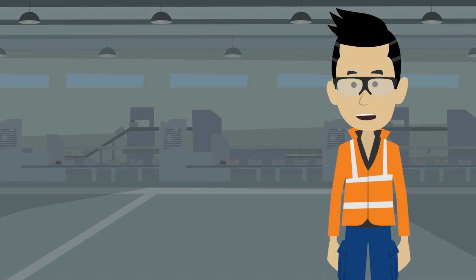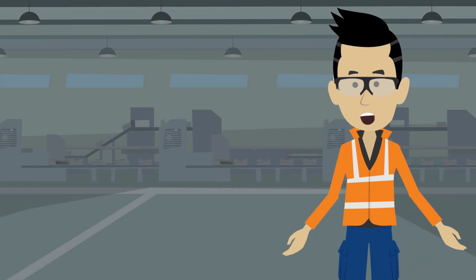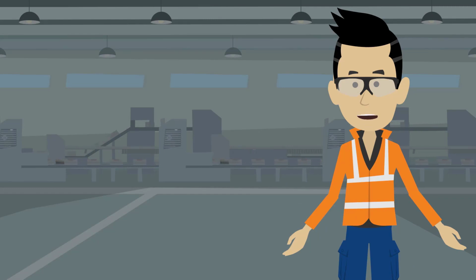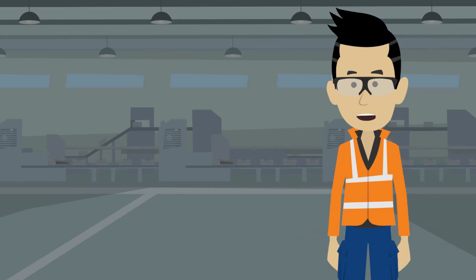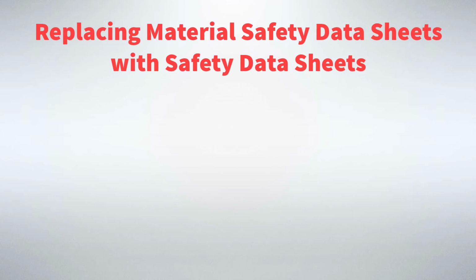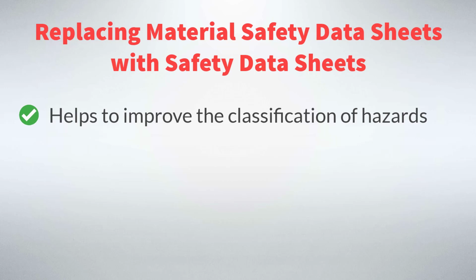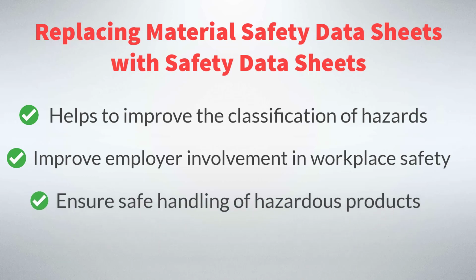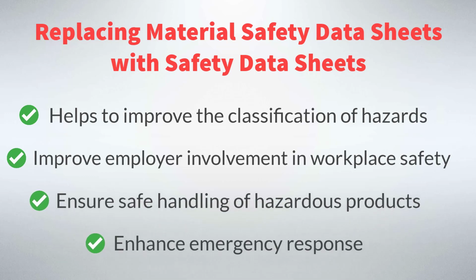One result of the integration of GHS into WHMIS is that the original material safety data sheets have been updated and renamed safety data sheets. Replacing material safety data sheets with safety data sheets helps to improve the classification of hazards, improve employer involvement in workplace safety, ensure safe handling of hazardous products, and enhance emergency response.